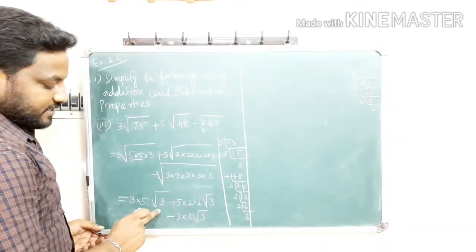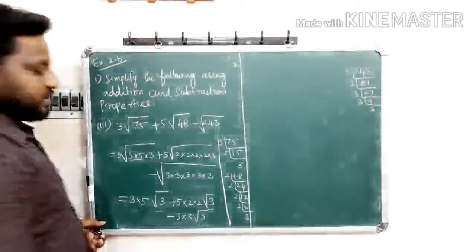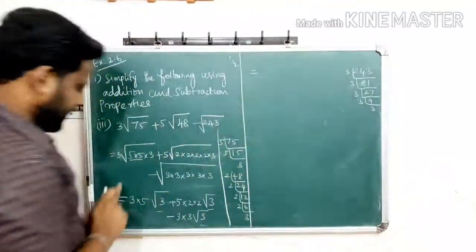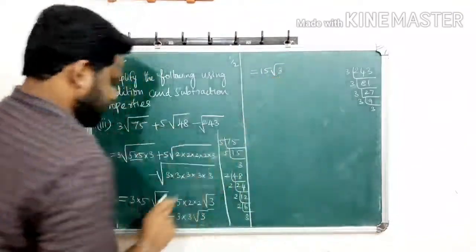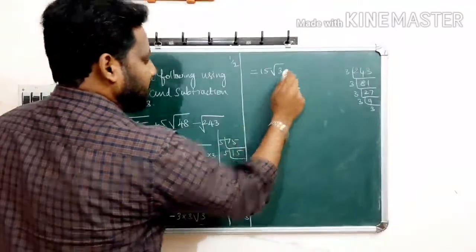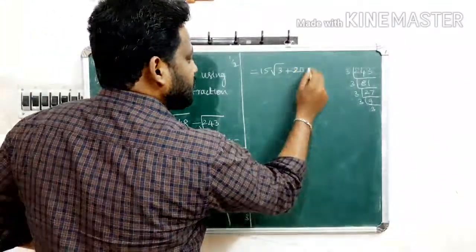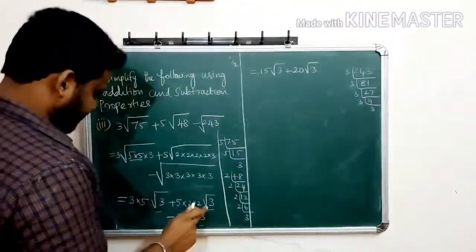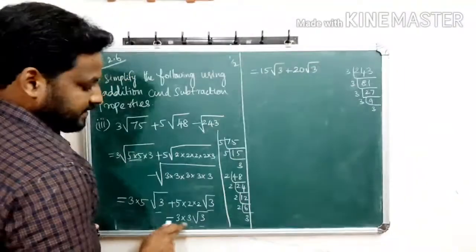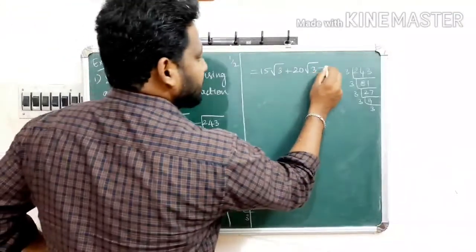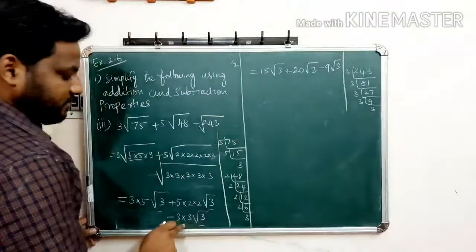So now look at this. The square root numbers are same, that means root 3. So 3 into 5, 15. 15 root 3 plus 5 2s are 10, 10 2s are 20, and the rest is 3, so 20 root 3. And then next one is minus 3 3s are 9, the rest is 3, 9 root 3.